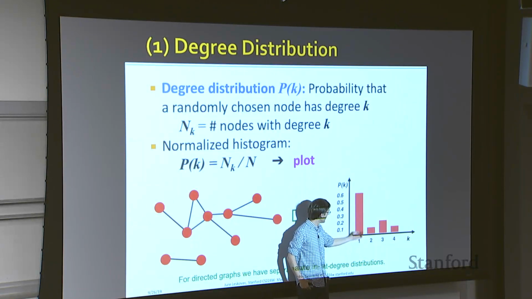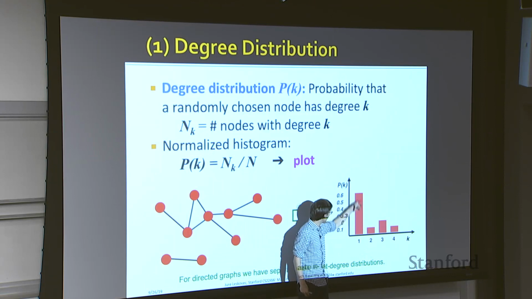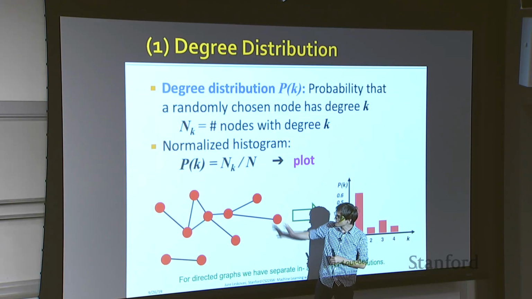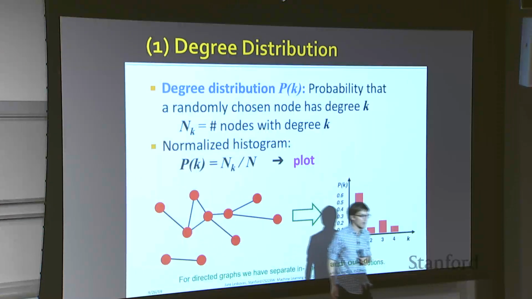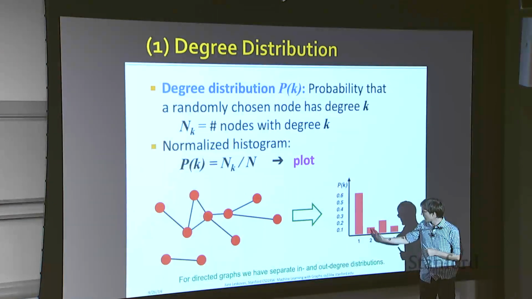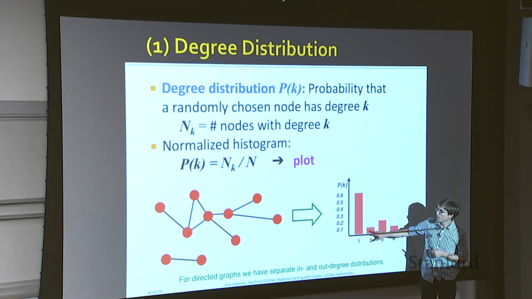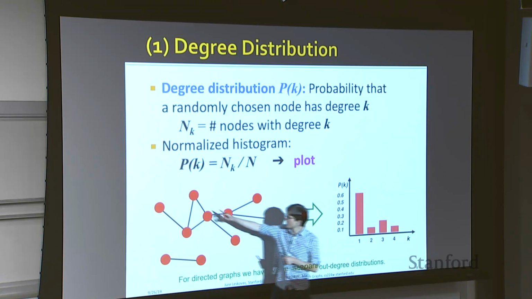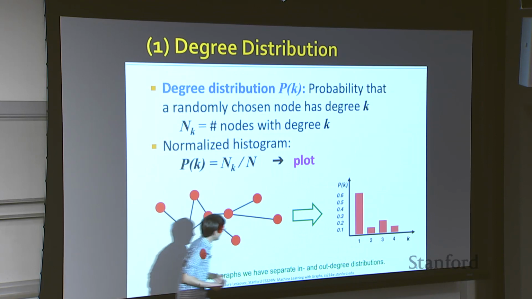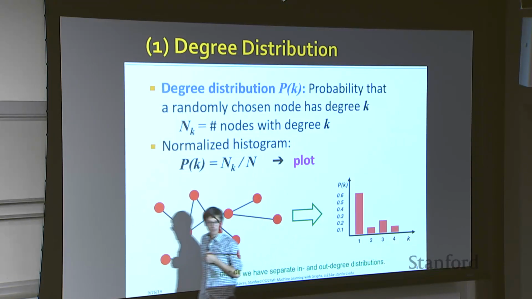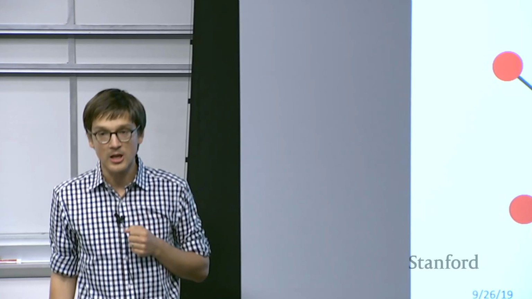So this would mean that 60% of the nodes in this graph have degree 1. This graph should have 10 nodes, and 6 of them should have degree 1 if I counted correctly, right? And then there is 10% of the nodes with degree 2, because there should be 1 node with degree 2, and that's this guy, and so on and so forth. And I can now start asking, what is the shape of this histogram? Okay, so that's what's called degree distribution.